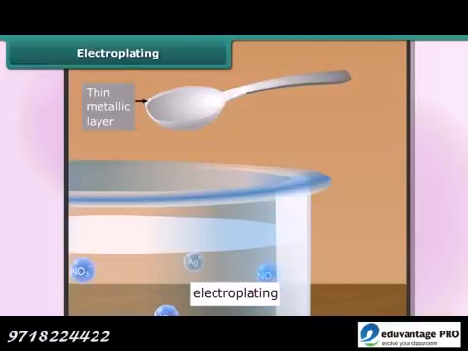in the form of thin metallic layer. The thickness of the layer depends on the conditions under which the electrolysis is conducted. This process is known as electroplating.